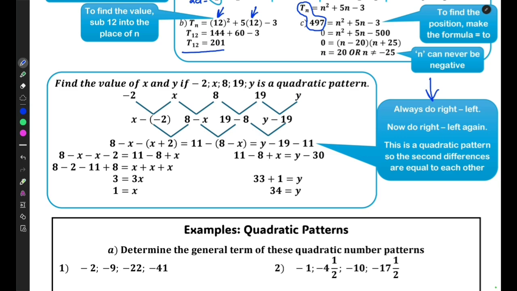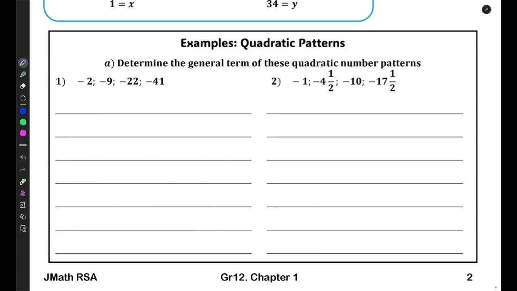Guys, you can look there. I'm not going to go step by step. You have it in front of you. But now let's go into detail and do this together so that you can follow me. Right, determine the general term for each of these quadratic number patterns.